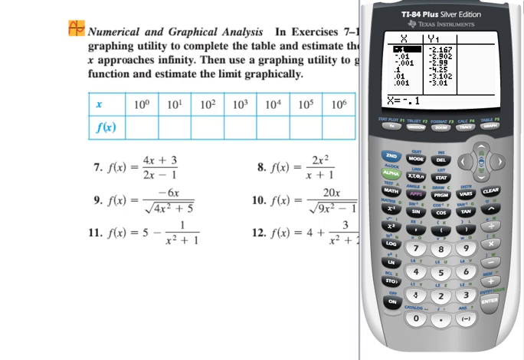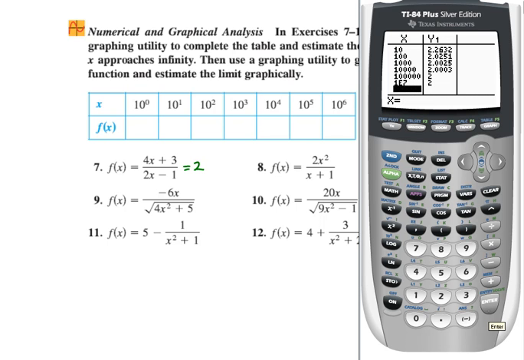values 10, 100, well, 10 to the 0 would be 1, so we'll skip over that. 100, 1,000, 10,000, 100,000, and you can see that we're heading for 2. If we put one more out there to cover up that 0.001, then that would be 10 million.